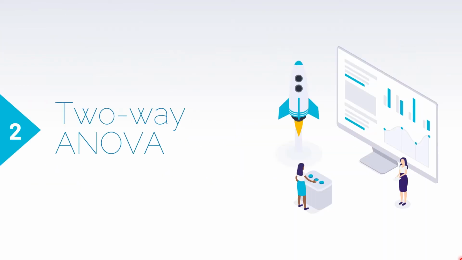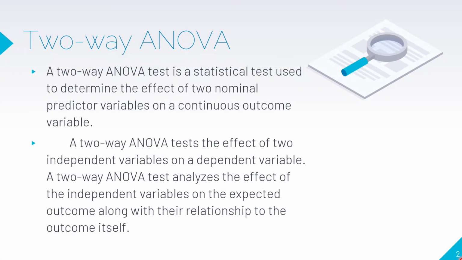Next, let's discuss our two-way ANOVA. A two-way ANOVA test is a statistical test used to determine the effect of two nominal predictor variables on a continuous outcome variable. A two-way ANOVA test tests the effect of two independent variables on a dependent variable. So we have two independent variables in this one.